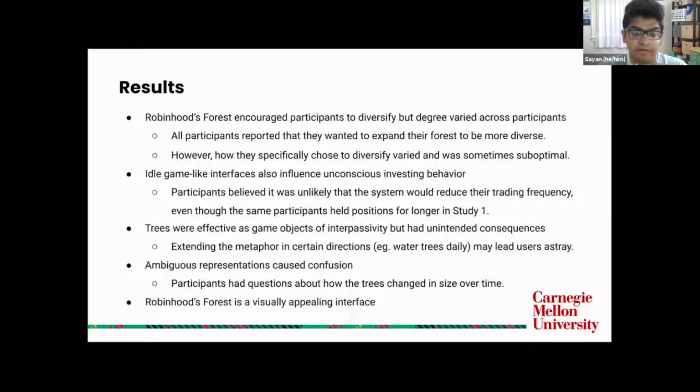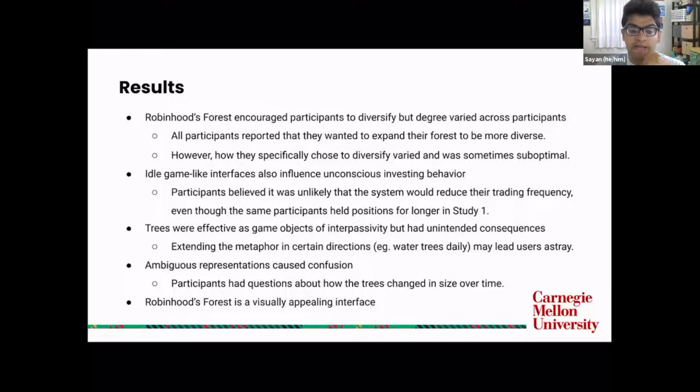Another thing to note is that on the topic of frequent trading, respondents had mixed feelings. Some said that they would trade less, but others also mentioned that the visual design of Robinhood's Forest would bring them back to the app very quickly. Note that these are the same participants who in practice traded less in the first study, which suggests that some subconscious behavior change might be taking place.